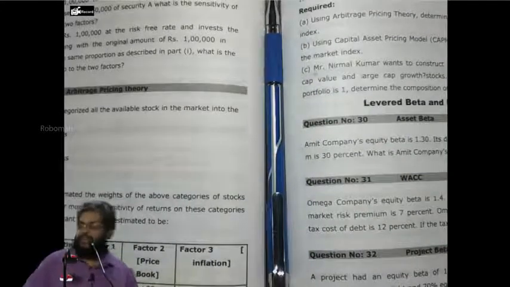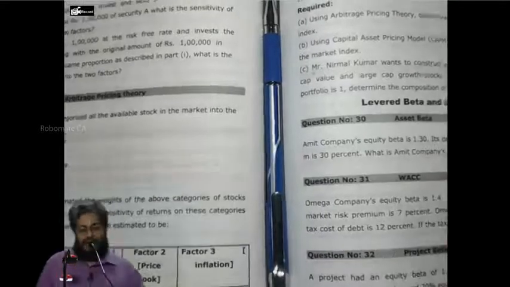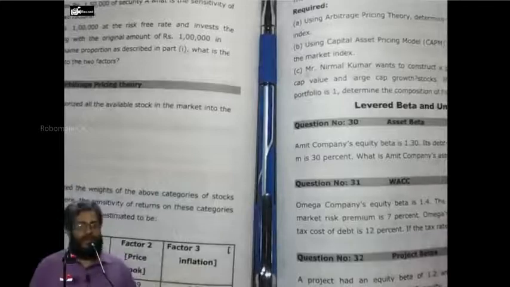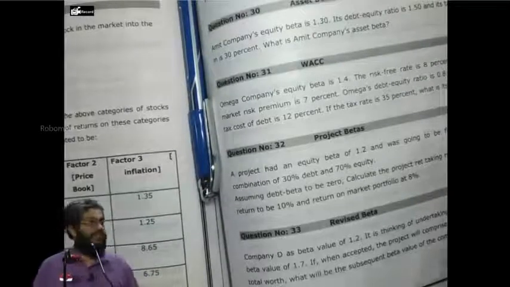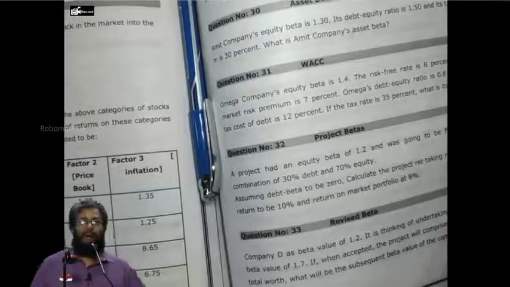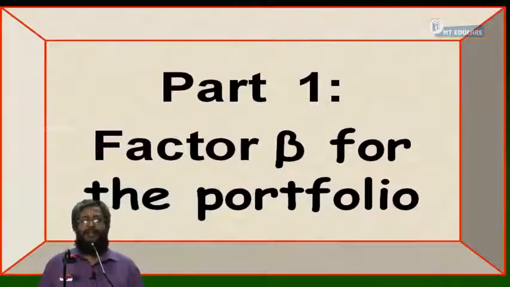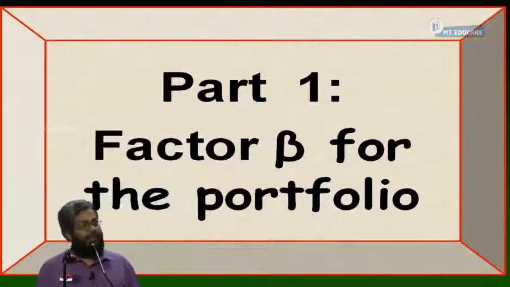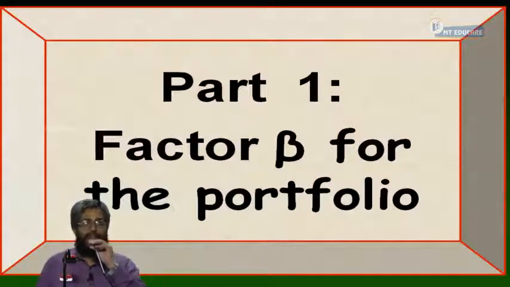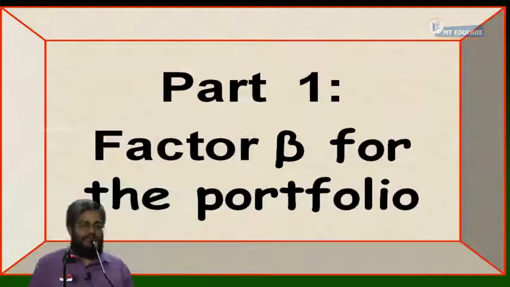Can we start or not? Very simple. Let us write down the solution to question number 28. Let us do it together. Okay, can we start on? Now, part 1. Factor beta for the portfolio. You have a two-factor model now. Factor 1 beta, factor 2 beta. Both we are going to find out in the same slide. Part 1. Factor beta for the portfolio.